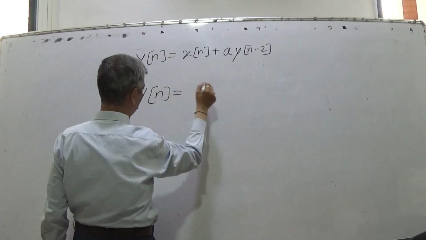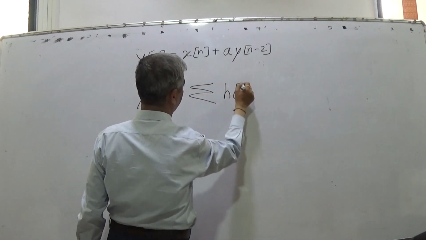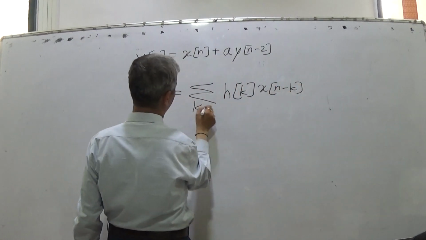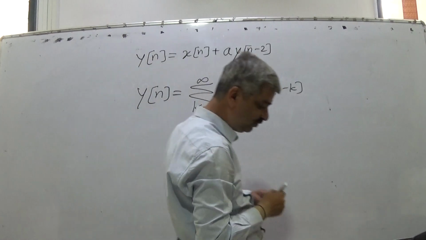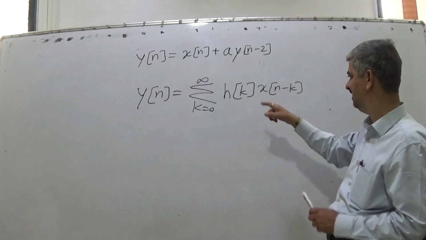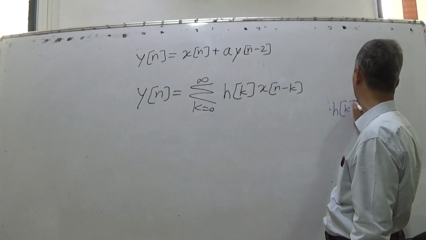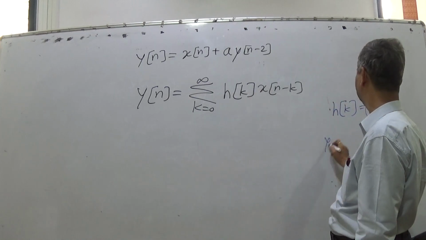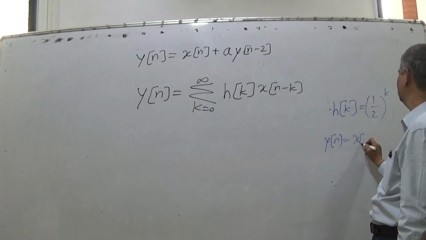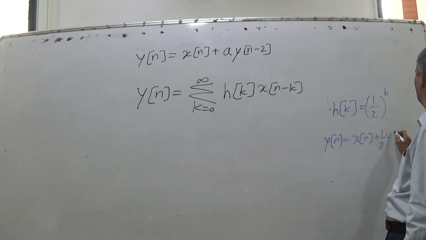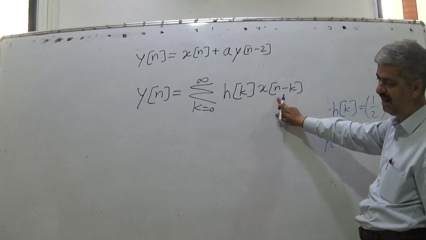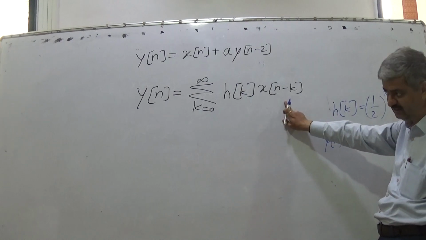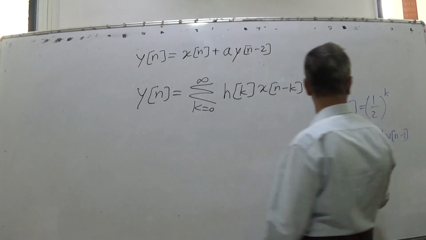So yn has to be always the summation of h of k x of n minus k, k equal to 0 to infinity. So previously what was given? Previously, when hk was given to you as half raised to k, then yn is equal to, you computed, xn plus half yn minus 1. So from an infinite term non-iterative expression you calculated a finite term iterative expression.